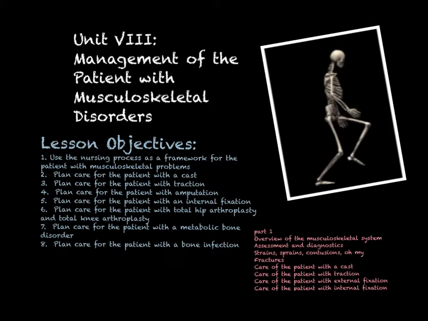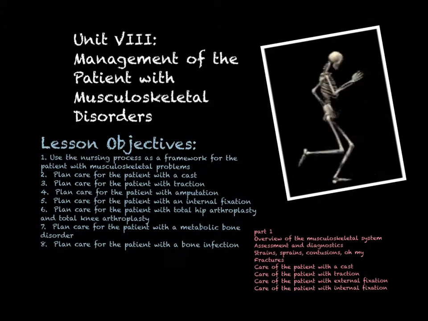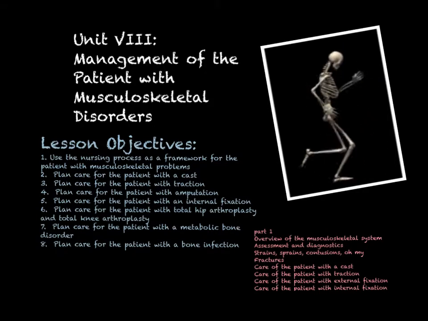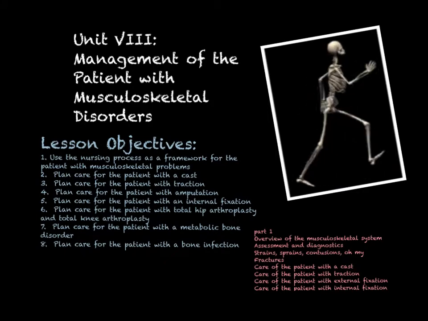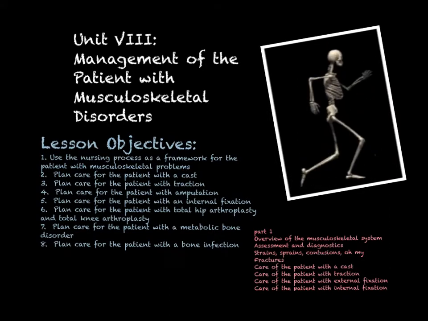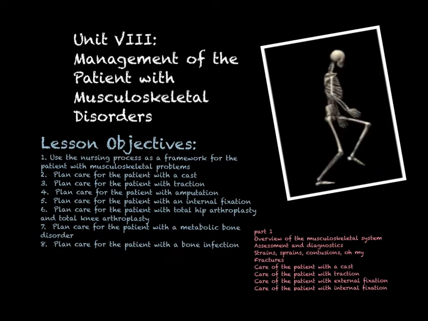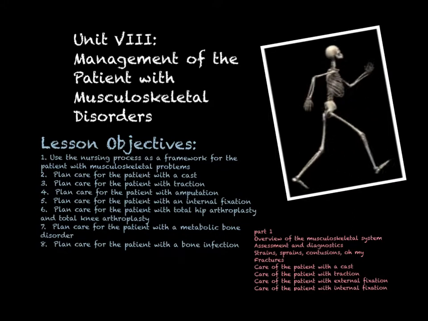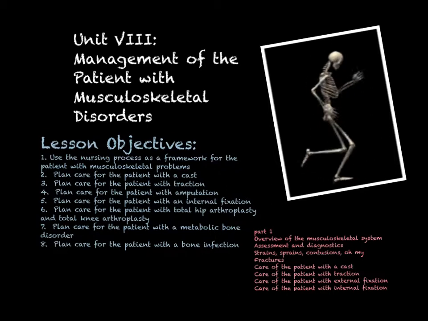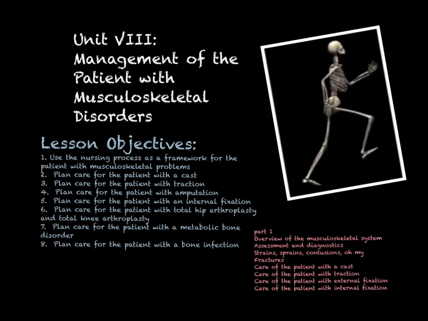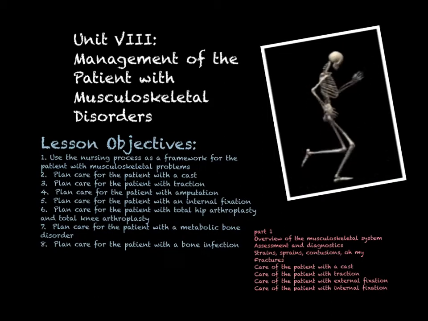total knee. The first presentation is going to focus on a brief overview of the content, and then we'll focus on caring for the patient with musculoskeletal trauma. It starts with soft tissue injury, strains, sprains, and contusions. We'll care for the patient who has a fracture, and we'll be talking about the different types of fractures. Care for the patient with a cast. Care for the patient with traction. Then we'll talk a little bit about external fixation devices and a little bit about internal fixation.